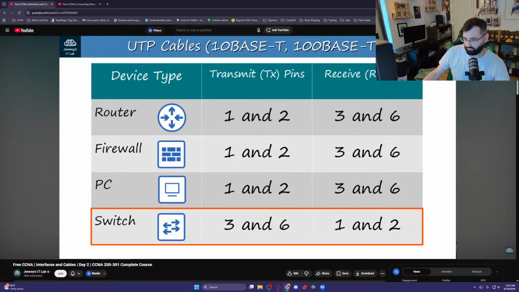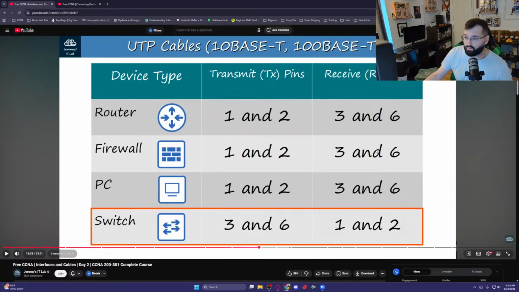So that means if the computer was talking to the switch, it needs a straight through cable. You know, straight through, because you can see that this is how it works. Data's going in and out on the same cables. And then that means that the PC to the firewall is going to need a crossover. The PC to the router is going to need a crossover. The firewall to the router is going to need a crossover.